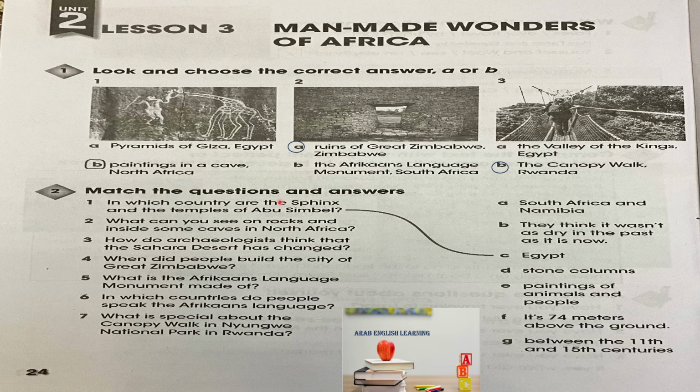Exercise 2, match the questions and answers. 1. In which country are the Sphinx and the temples of Abu Simbel? It's C, Egypt. 2. What can you see on rocks and inside some caves in North Africa? E. Paintings of animals and people. 3. How do archaeologists think that the Sahara Desert has changed? B. They think it wasn't as dry in the past as it is now.